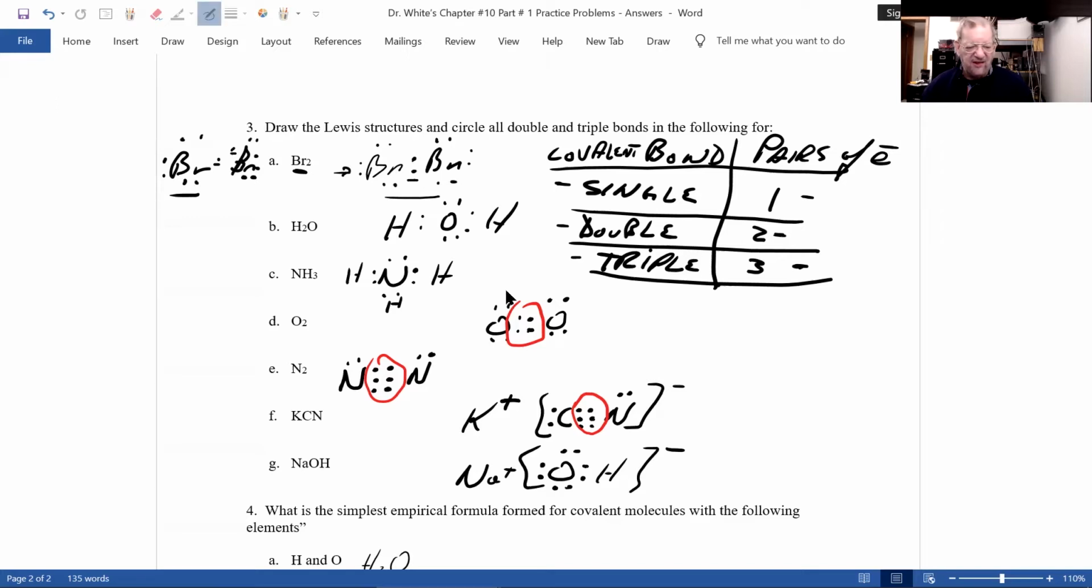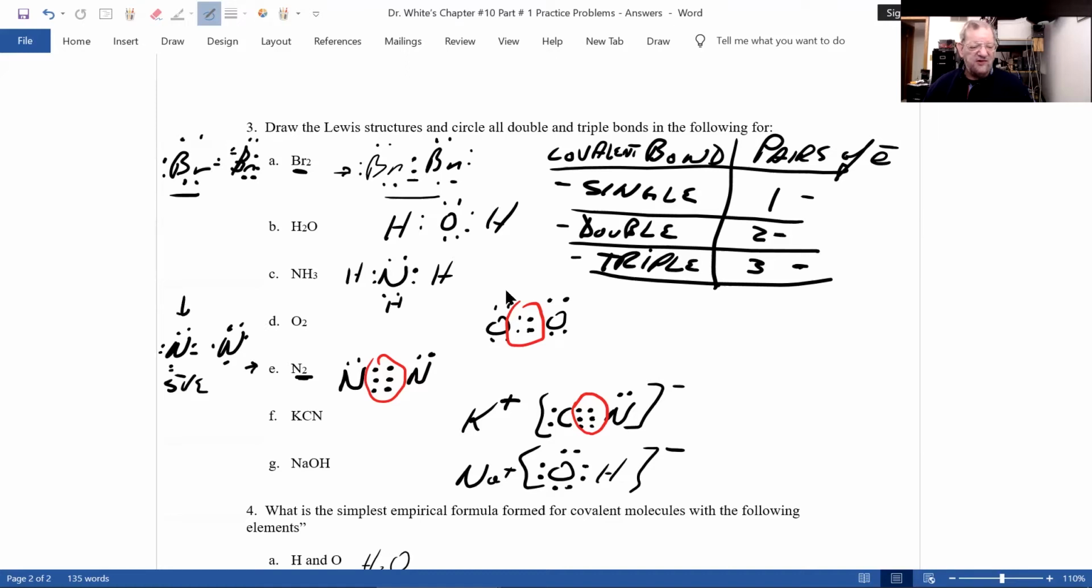Now, if we look at nitrogen, the question is, draw the Lewis structure for that. Now, nitrogen, if you looked at the periodic table, has 5 valence electrons. If I had 2 nitrogens, how do you know that? From this, each one has 3 unpaired electrons.